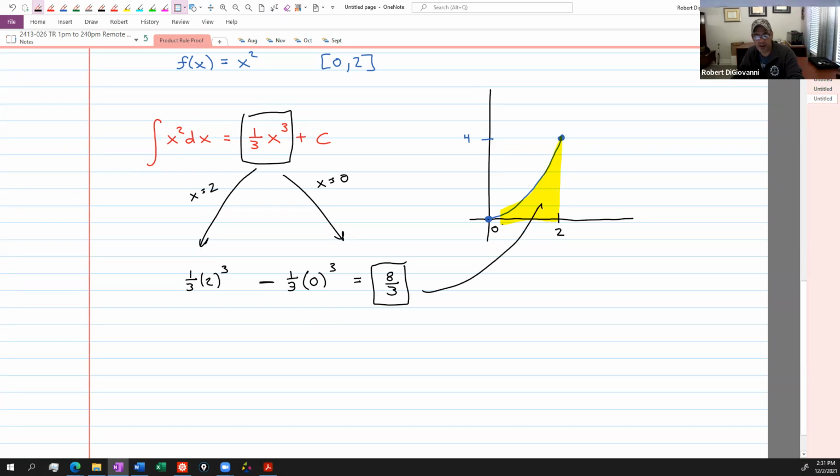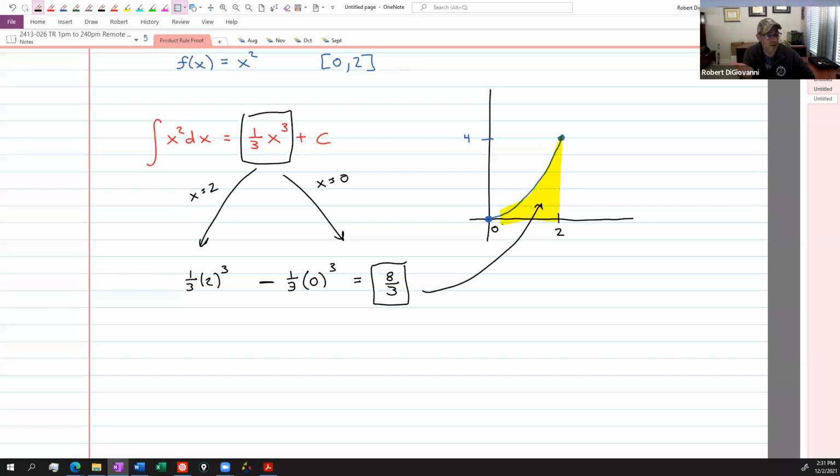The exact area underneath that curve is 8/3. Now, I'm not proving this to you. I'm telling you this is where we're headed. So what we do first in Cal 2 is make sure you know how to find antiderivatives first. Let's make sure you know how to do that, and then we start applying it to something.